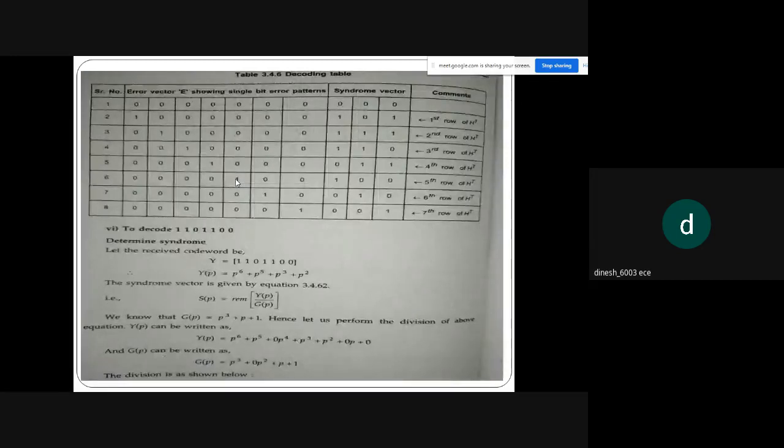Okay. So I would like to move further. After the division of y of p by g of p, I may get a remainder. If I get a remainder, that indicates that there is a syndrome, or there is an error. So I can find the remainder is p power 2 plus 0p plus 1.